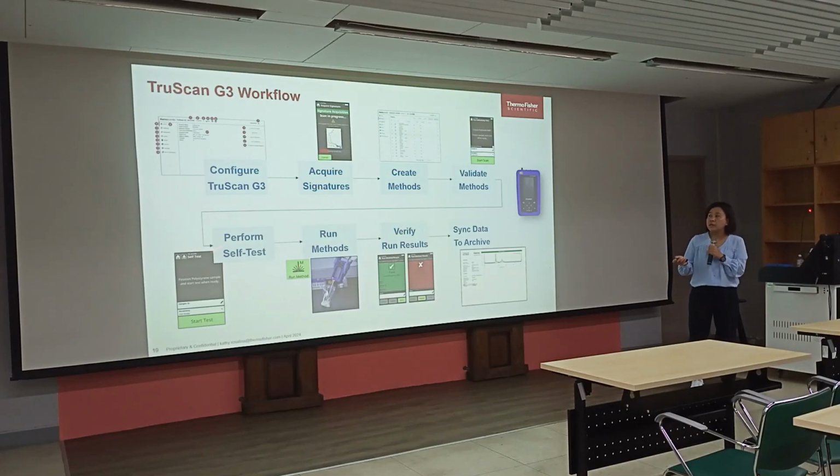Then we will perform a simple self-test with the polystyrene rod, and it only takes seconds, and shows the result, pass or fail. Once the result is pass, you can start to select the method you want to verify. The result will show either matched, passed, or not matched, it will show fail. Then after that, your result will transfer to the system. It will transfer to your archive locations.